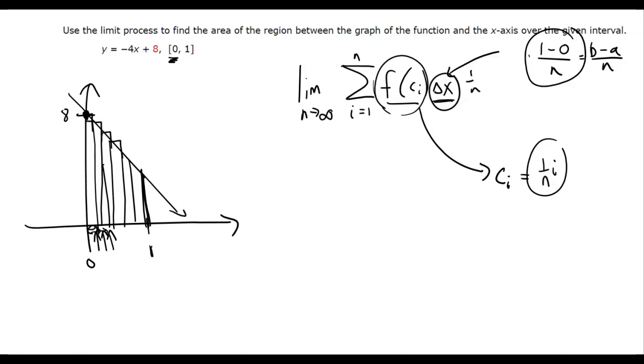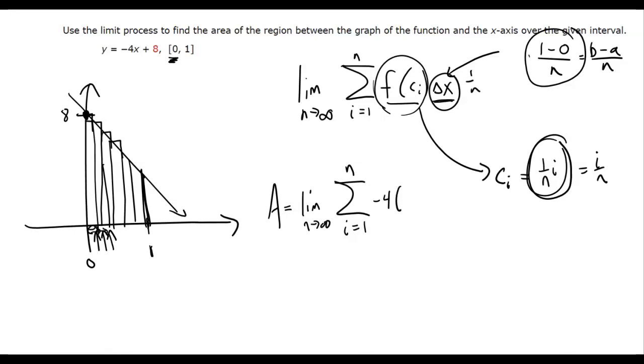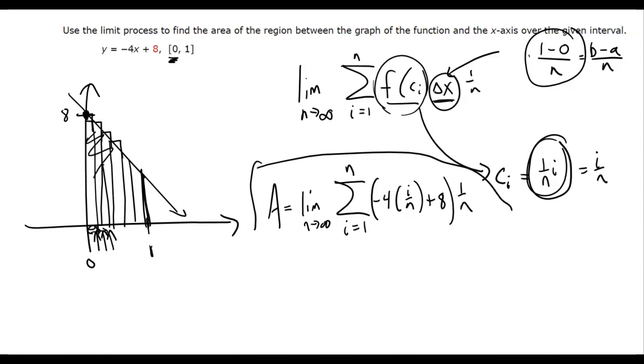All right, so let's see what I got so far. The area is equal to the limit as n goes to infinity of the sum, i goes from 1 to n, of my function evaluated at 1 over n times i, or i over n would be a little bit easier. So that's negative 4 times i over n, that's my input, plus 8. That gives me the height of each of these rectangles. The function value is the height, times the width. So this formula will give me this exact area for this shaded region.